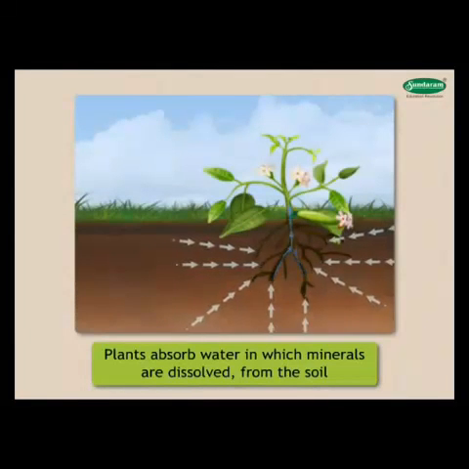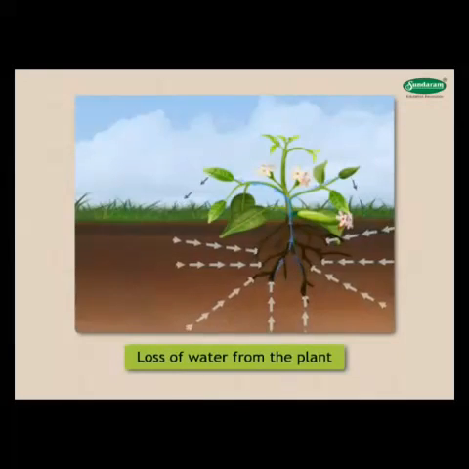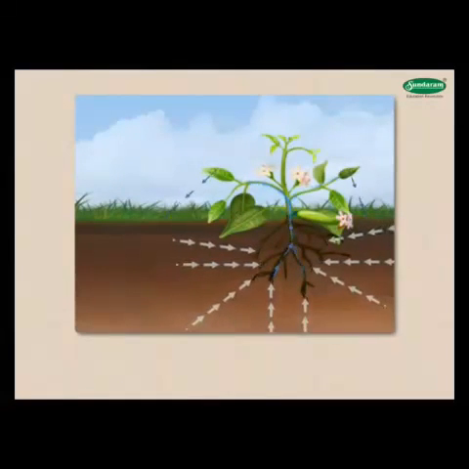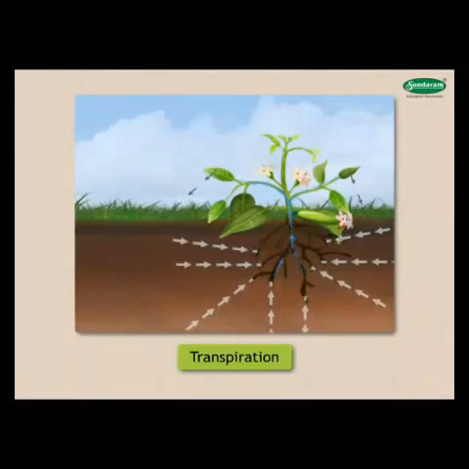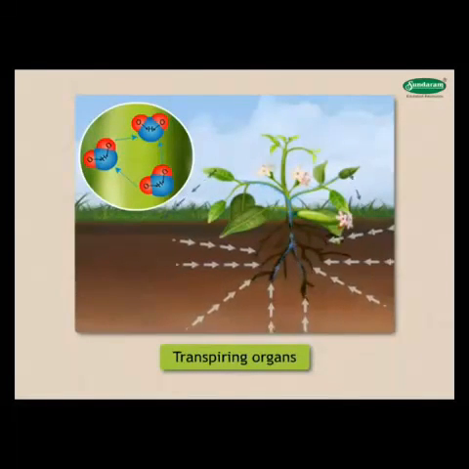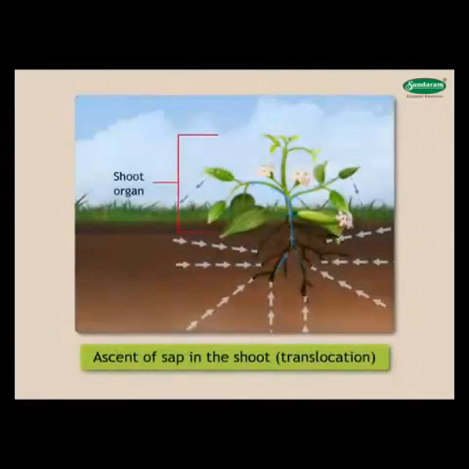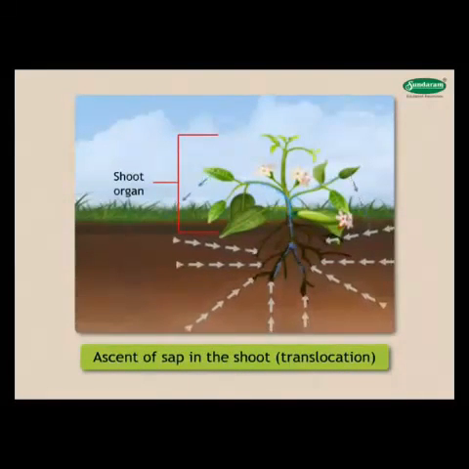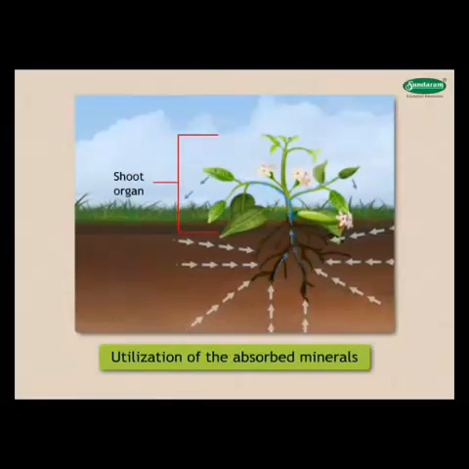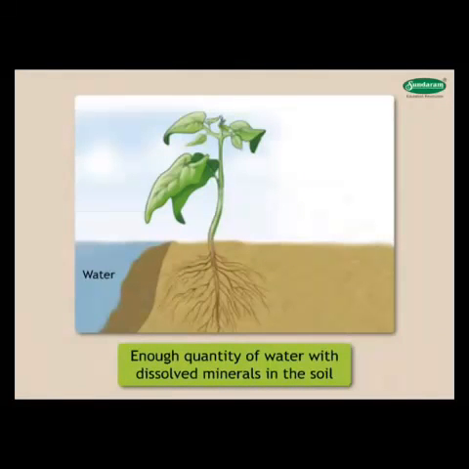Plants absorb water in which minerals are dissolved from the soil with the help of their roots. There has to be loss of water from the plant for this process. This loss of water is known as transpiration, which is brought about by the transpiring organs of the plants. Transpiration takes place in the leaves through the stomatal openings. This process is followed by ascent of sap in the shoot, that is translocation, and utilization of the absorbed minerals in various metabolic activities. For the above-mentioned processes to take place, there should be enough quantity of water with dissolved minerals in the soil where the plant is growing.